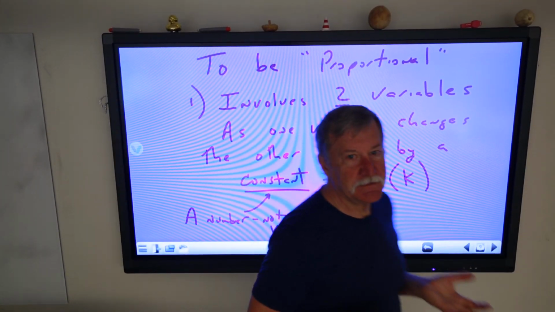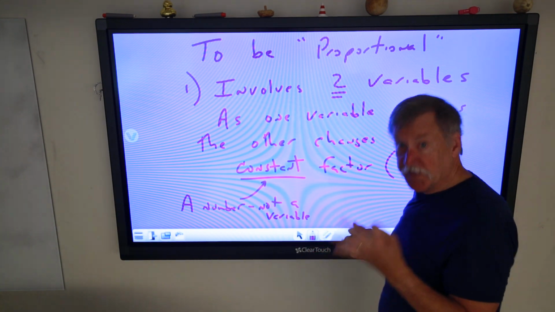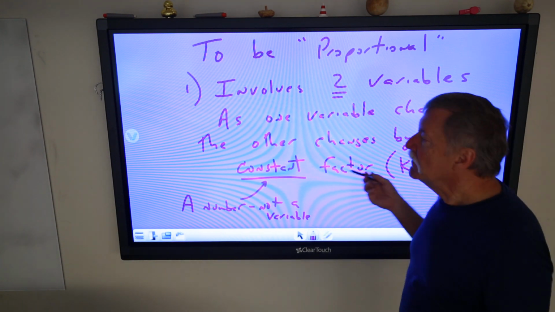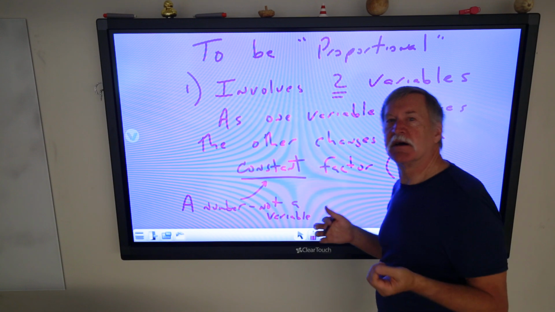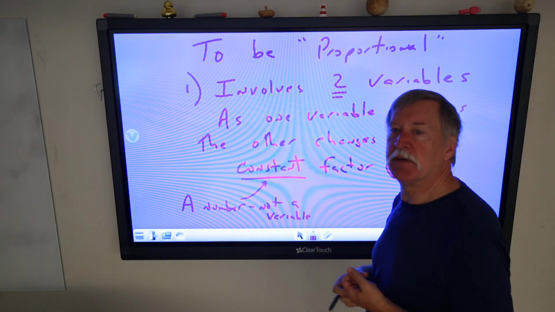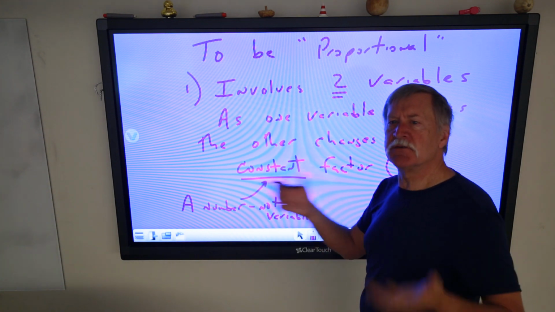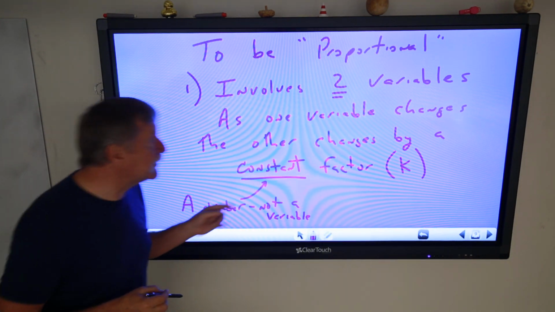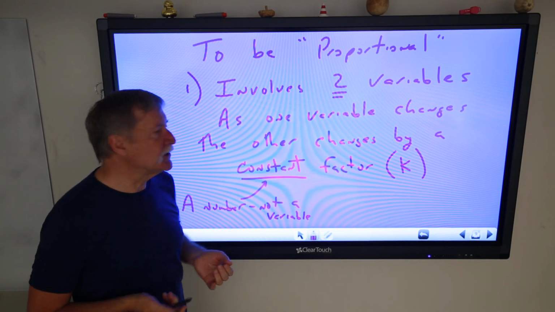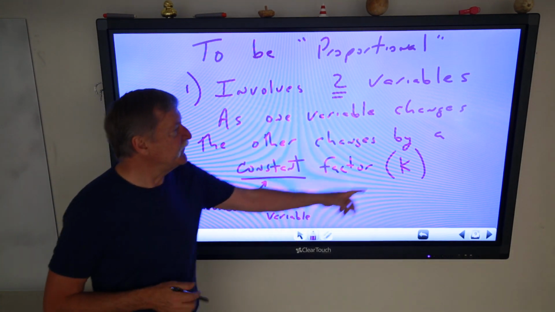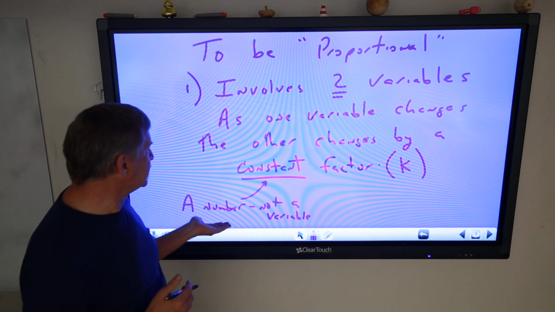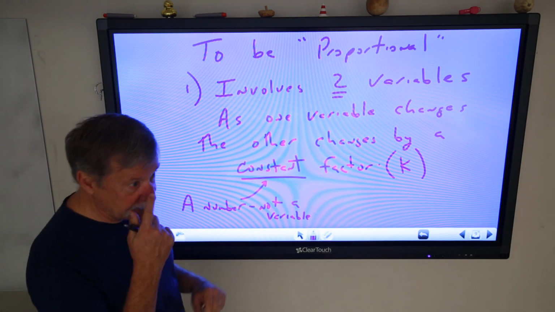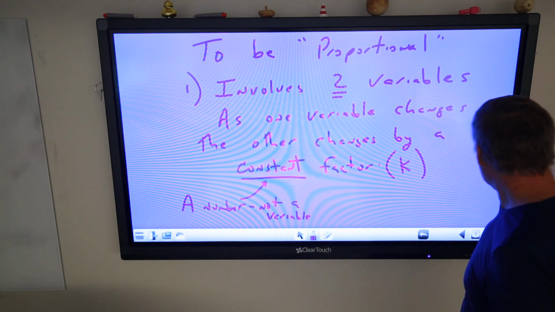To be proportional, and remember this is a yes or no question, 3 things have to happen. The first is that we're talking about 2 variables, typically x and y, or we could talk about time and distance, or hours worked and the amount of money. 2 things that have a relationship together. But the important part about that relationship is that as one variable changes, the other changes by what we call a constant factor. This constant factor gets the letter K in algebra, and it means that we're talking about a number, something that does not change, does not vary, so that it's not a variable, it is a constant. So it changes by a constant factor.